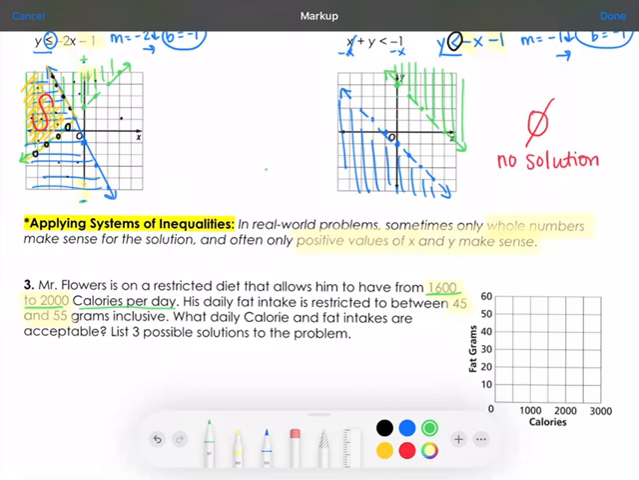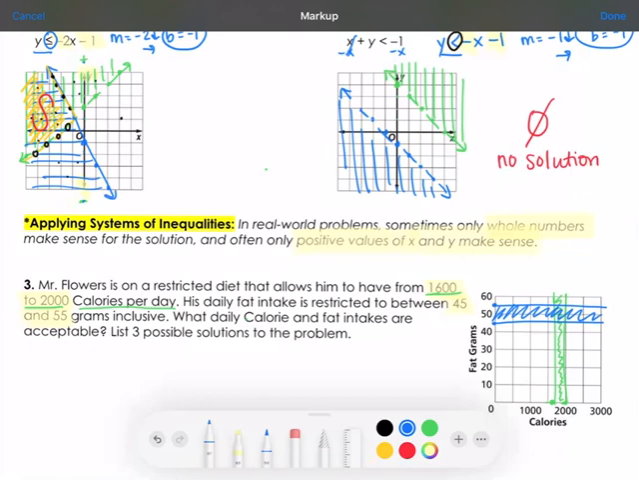So I'm trying to think how we would show this. If we're looking at this graph, 1,600 calories are down here. So this is 1,500, 1,600 would be about there. And he can have between 1,600 and 2,000, which means anything in this zone is okay. Which is kind of a funky situation. So I'm just going to show that this zone of calories is okay. Then we're looking at his daily fat intake. It's restricted to between 45 and 55 grams. So if we're looking at fat, here's 45 and here's 55. So if we just show this section right here, that is how much fat he's allowed to have.